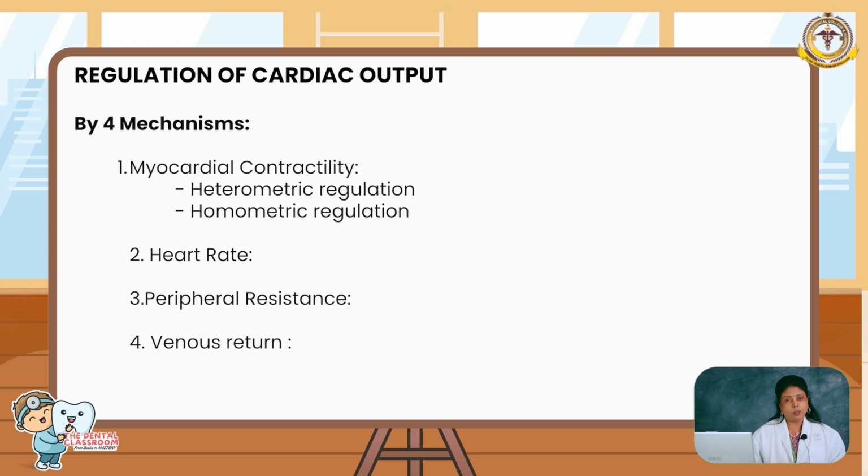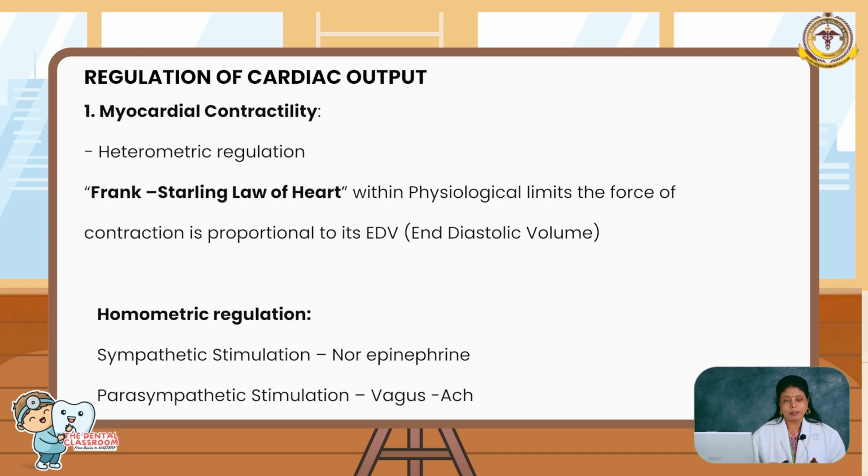Now coming to the regulation of cardiac output. Cardiac output is regulated by 4 mechanisms. First one is the myocardial contractility, second is the heart rate, third is the peripheral resistance, last one is the venous return. Let us see one by one. Under myocardial contractility, there are 2 regulations, heterometric regulation and homometric regulation. Heterometric regulation follows the Frank-Starling's law of heart, which means within physiological limits, the force of contraction is proportionate to the end diastolic volume, which we saw in the beginning of the class. End diastolic volume is the amount of the blood which is in the ventricle at the end of diastole.